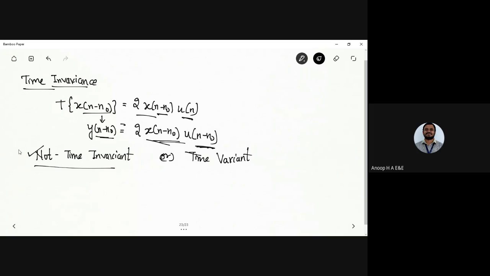Next one we are going to have is memory. How can you say whether the system is having memory or not? How can you come to know, or how can you state that the system is having memory or not? Yes, we can certainly say that the system is memoryless.